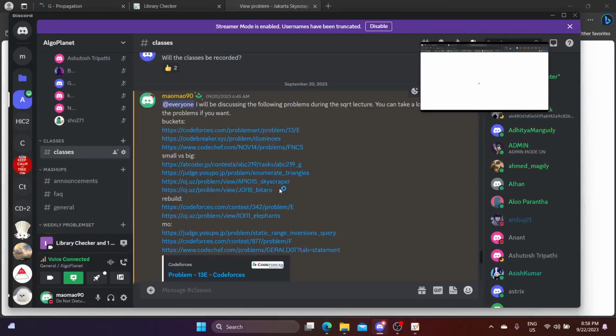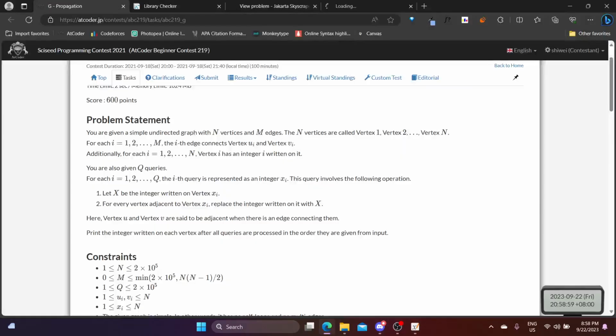Propagation is like you have a graph, and each vertex has a number. Then you also have updates where you are given a vertex and you want to update all its neighbors to have the same number as the vertex. So let x be the integer written on the vertex. Then for each adjacent vertex, replace their integer with x. So it's sort of like you're spreading your number to your neighbors.